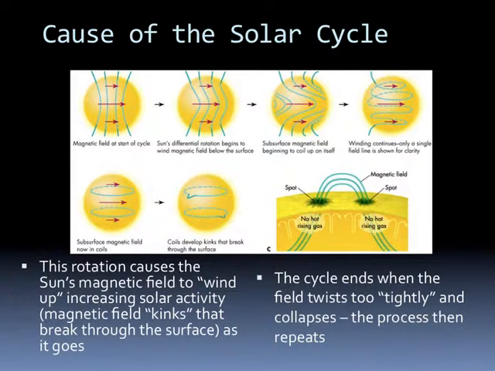Now, this rotation causes the sun's magnetic field to wind up, so it increases the solar activity. The magnetic field essentially starts off like the magnetic field from a bar magnet, but as the sun rotates, it starts to twist the magnetic field lines, and as it does, we get magnetic field lines in coils around the sun. Those coils can kink and break through the surface and cause sunspots. The cycle ends when the field twists too tightly and collapses, and then the process starts over and repeats.